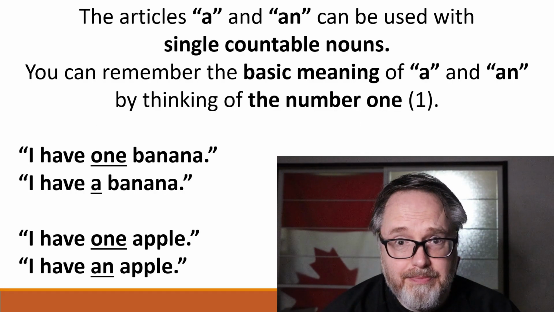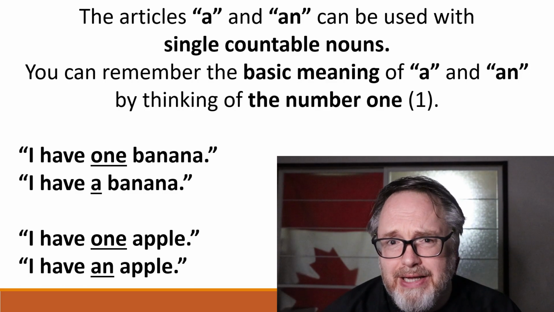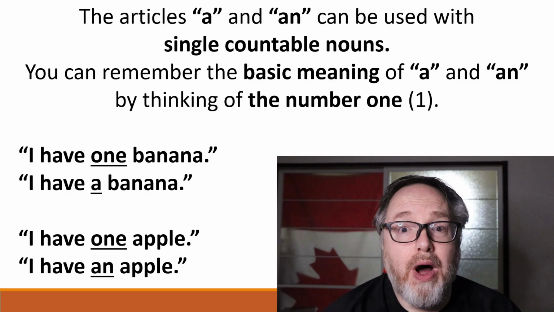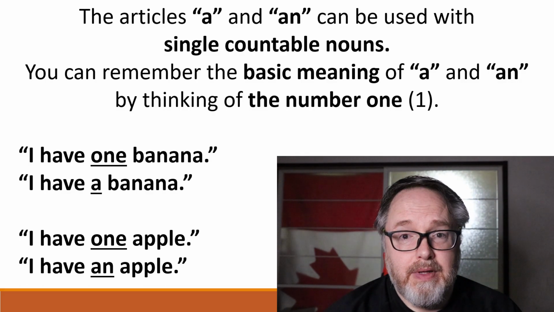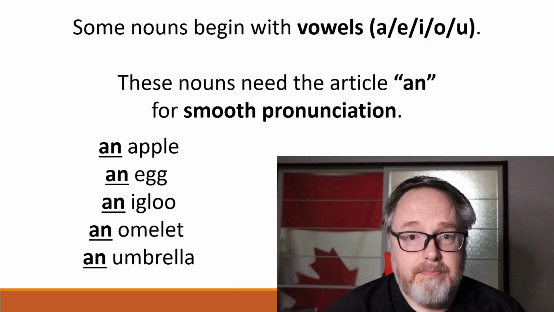Looking at the next slide, the articles a and an can be used with single countable nouns. You can remember the basic meaning of a and an by thinking of the number 1. I have 1 banana, I have a banana. I have 1 apple, I have an apple.